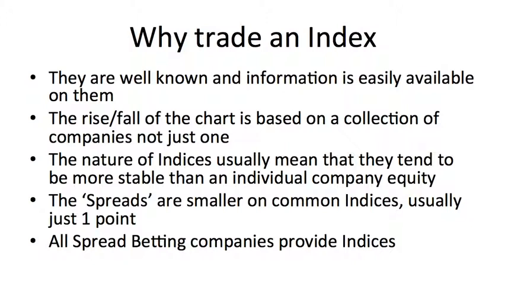And the rise and fall that you see in the charts tend to be more steady, in that it's not just one company, it's a collection of companies. So if one company falls, it's unlikely to have an enormous effect on that index as a whole. As a result, because they're a collection, indices tend to be relatively more stable than, say, an individual company equity would be.